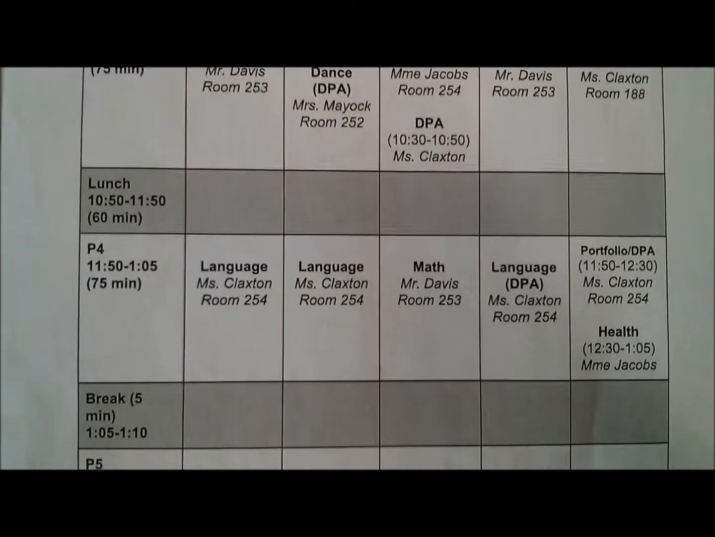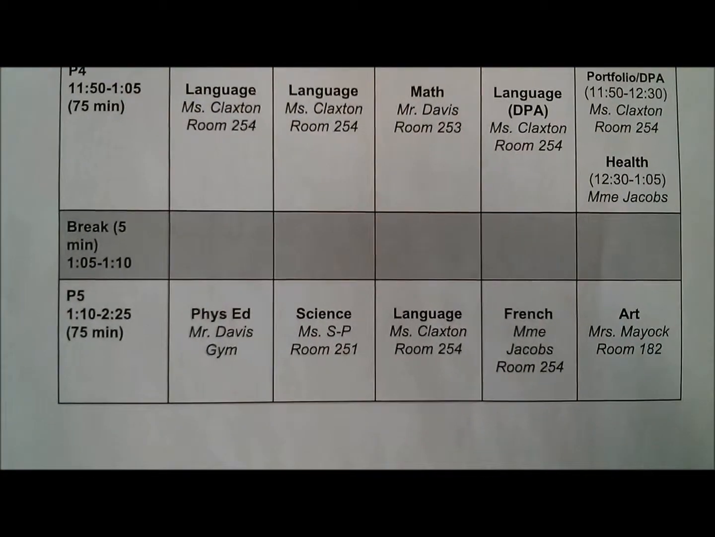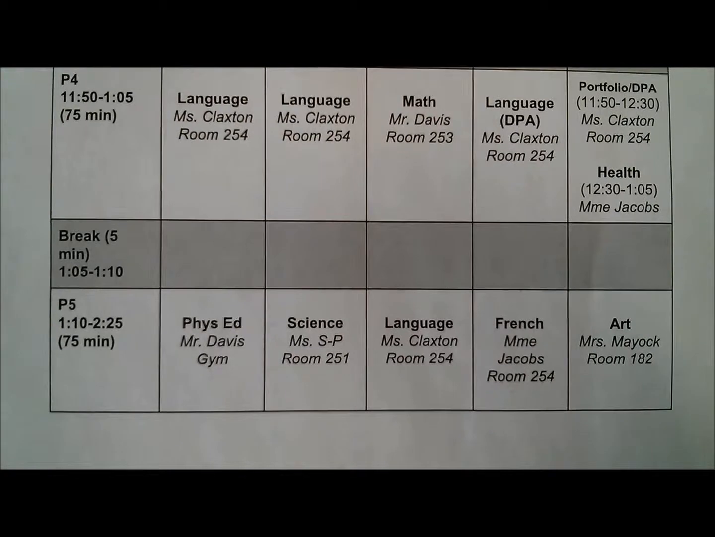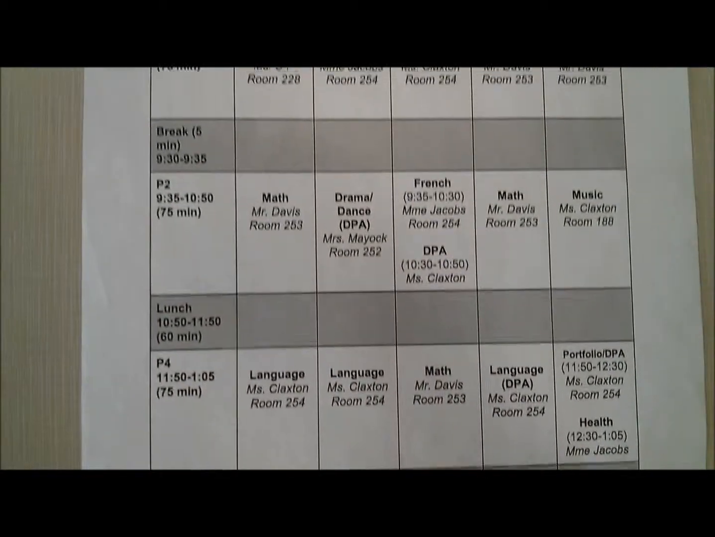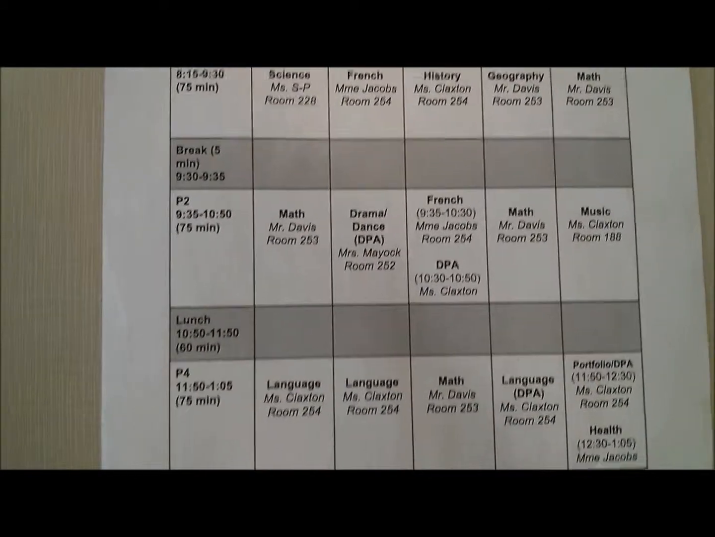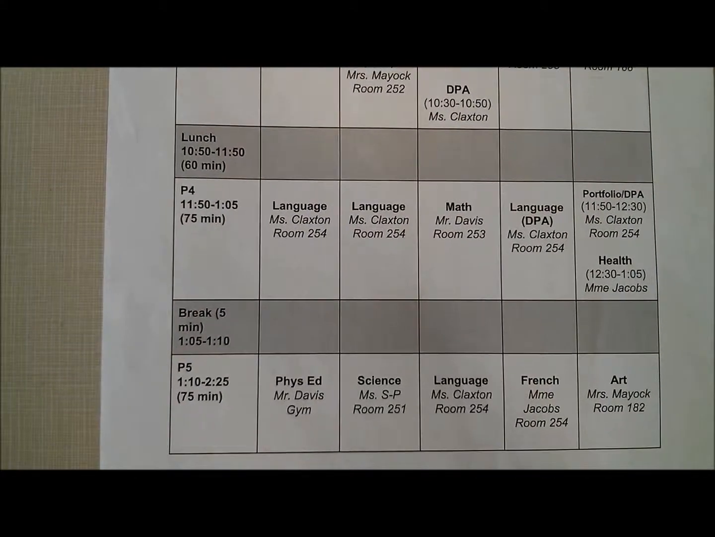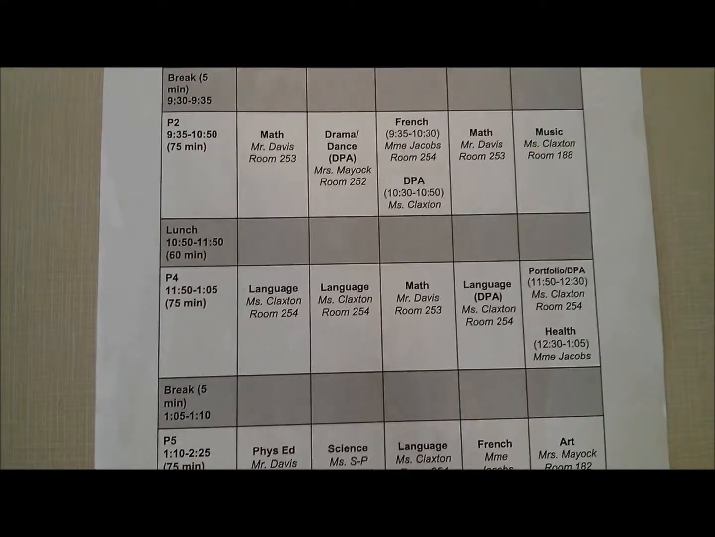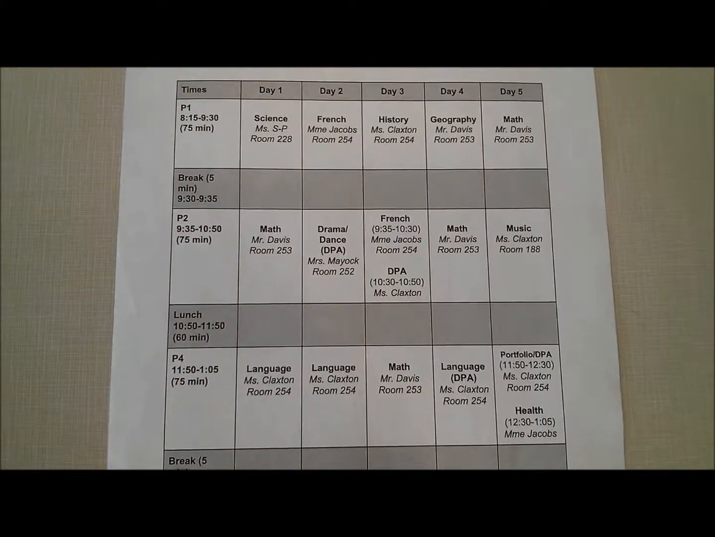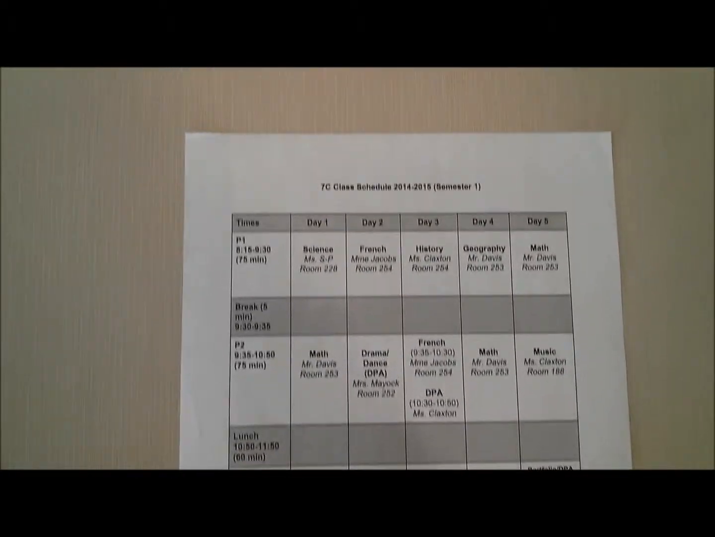It also means that we dismiss 5 minutes earlier than the high school, which gives us that little head start to get to the buses, which is always really handy to have. So again, as far as the overall timetable, we start at 8:15 and we go to 2:25. On your first day, you will get a schedule like this. We'll walk you through things and we'll give you a tour of the school as well.